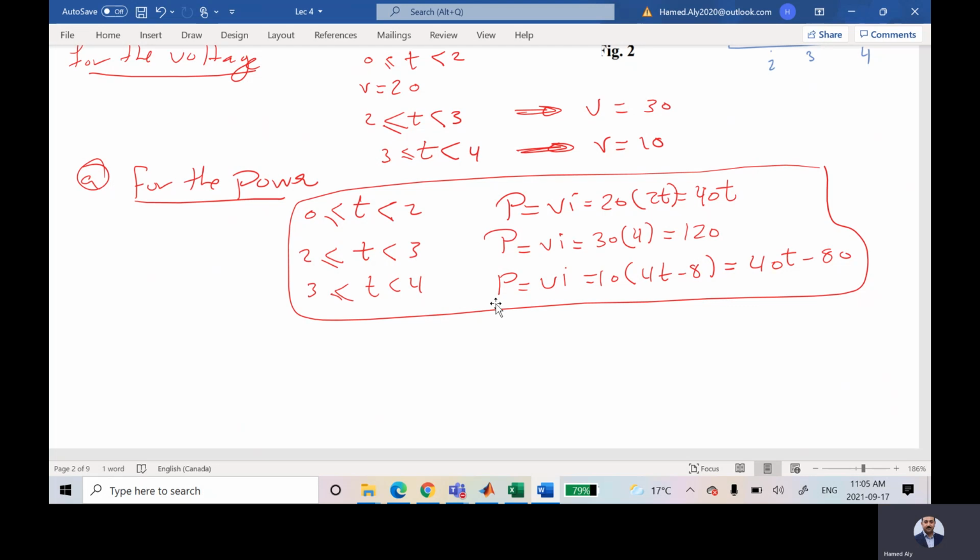So if v is a function of t, which is equal to 5t plus 10, I will plug it into my equation and find the integral. Imagine that v is equal to negative 40, and the current is equal to 5t plus 6. I will multiply the negative value times the current. It will give me an equation, and I find the integral.